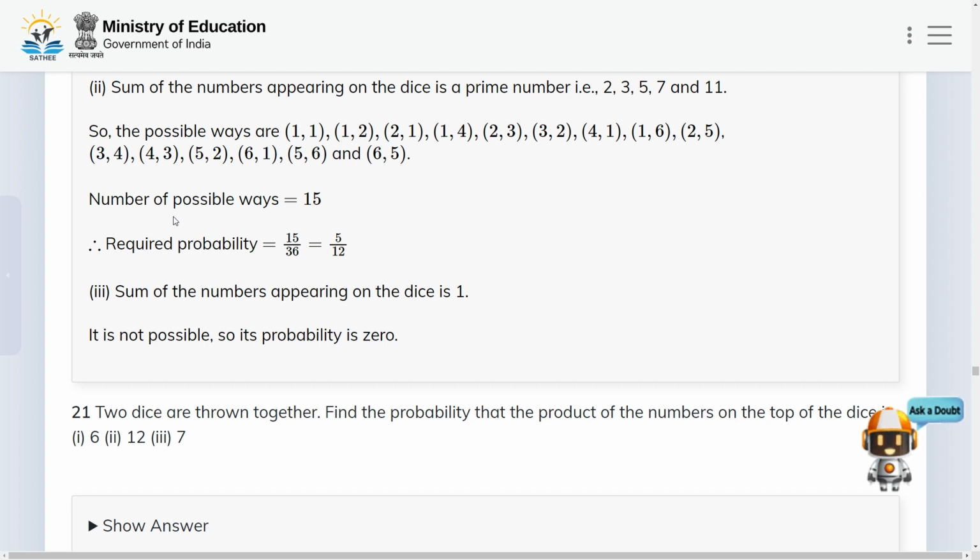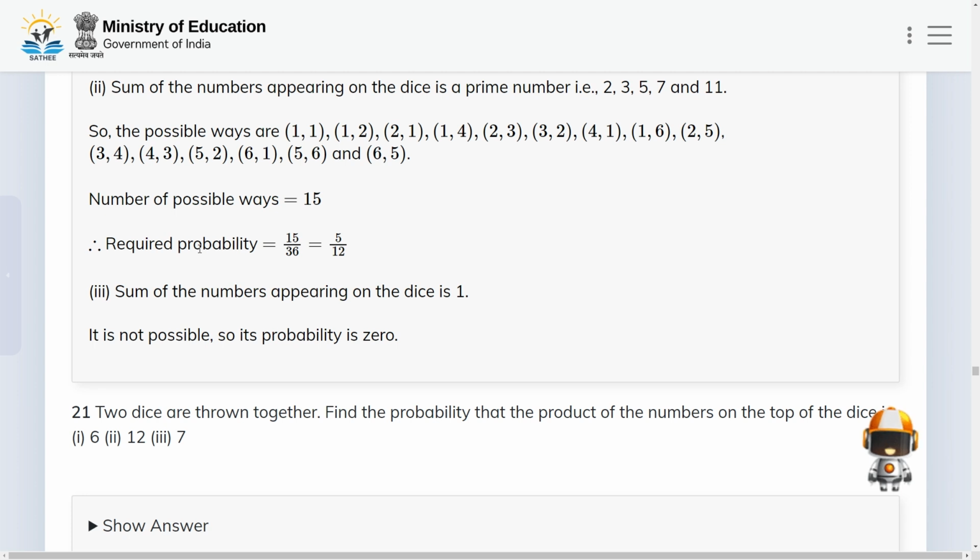Then the sum of the numbers appearing on the dice being a prime number means the sum is 2, 3, 5, 7, or 11. The possible ways are (1,1), (1,2), (2,1), (1,4), (2,3), (3,2), (4,1), (1,6), (2,5), (3,4), (4,3), (5,2), (6,1), (5,6), and (6,5). So the number of possible ways is equal to 15, and the probability that the sum is a prime number is equal to 15 by 36, that is equal to 5 by 12.